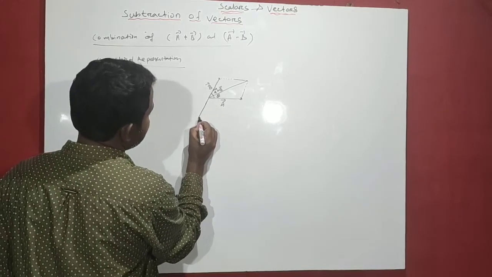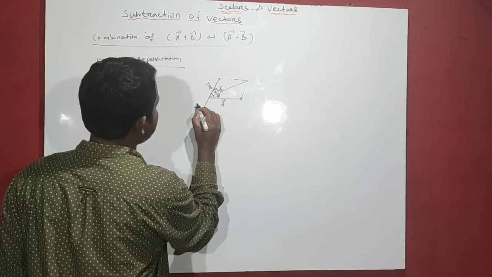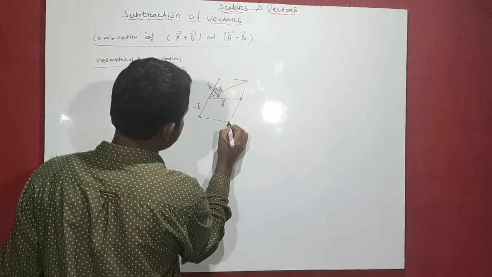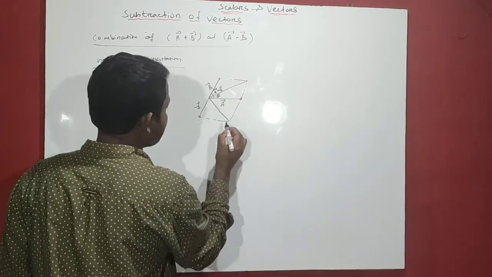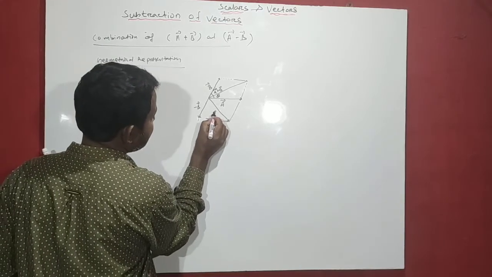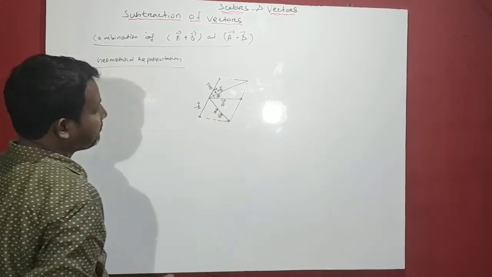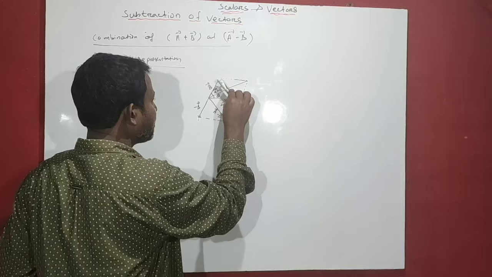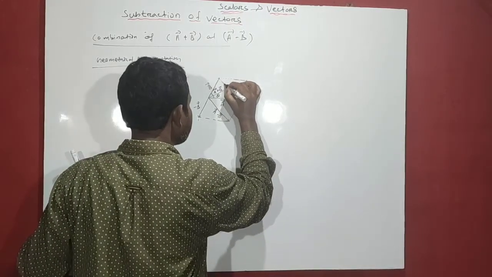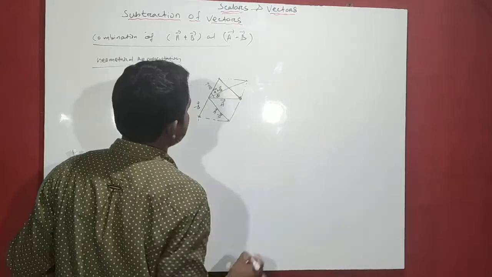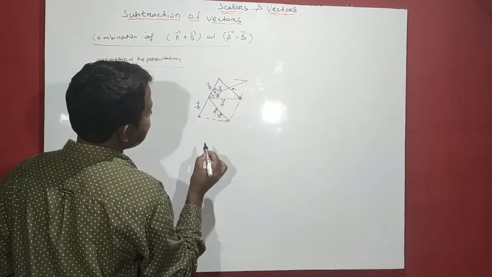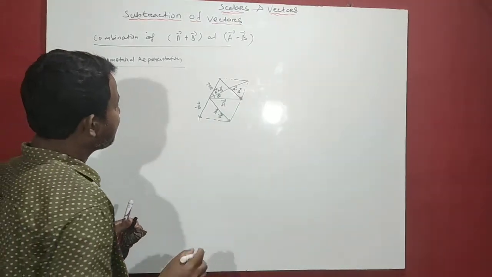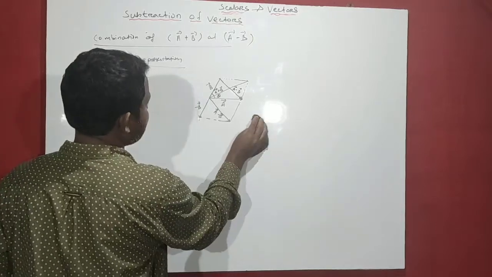Let this be negative of B. By completing this parallelogram, you can find that this diagonal is A difference B. When we shift this vector parallel, then we get this as the A difference B vector. Now we can replace this also.